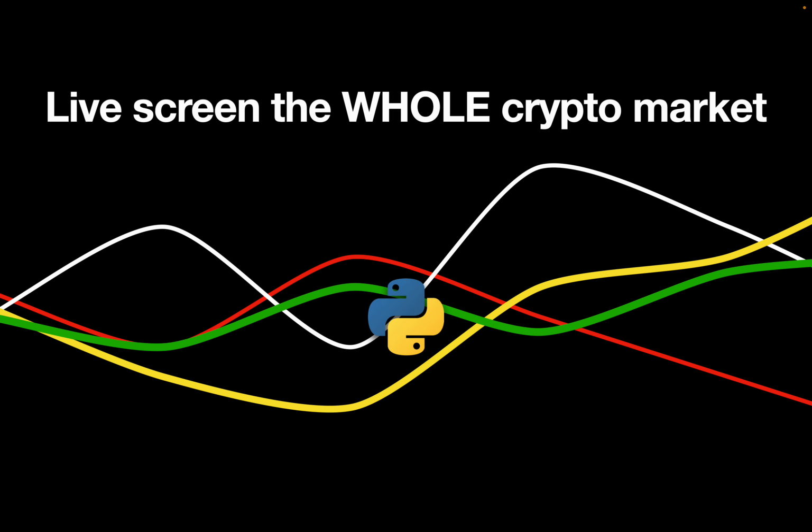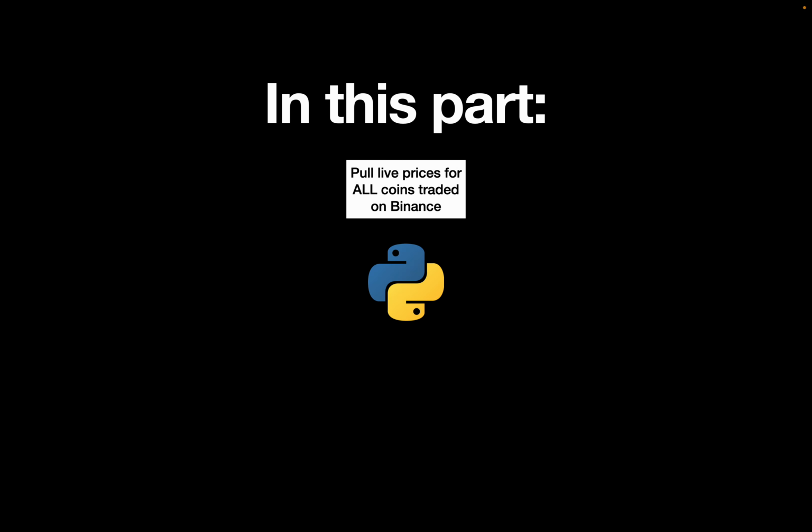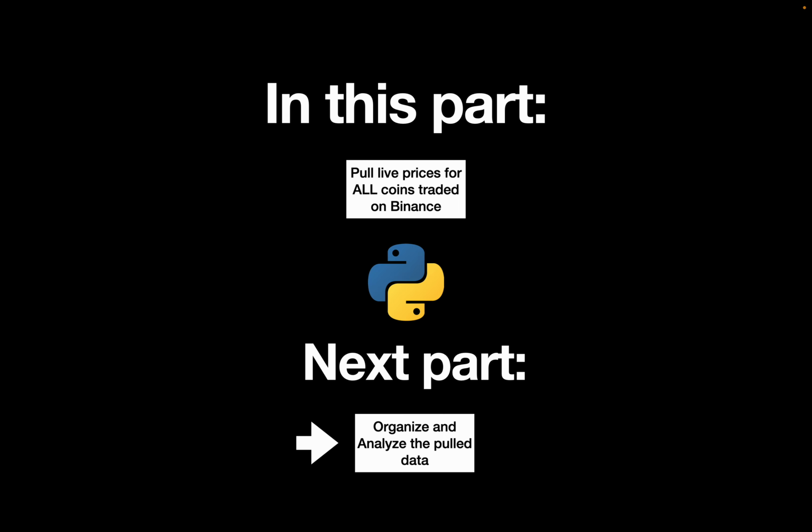We will use Python to live screen the whole crypto market. Yes, we are going to track the movement of every single coin traded on Binance. In this part, we are going to pull all coins traded on Binance, and we also set up a live stream to get live prices for all of those coins. In the next part, we will organize the data so that we can track all real-time movements.